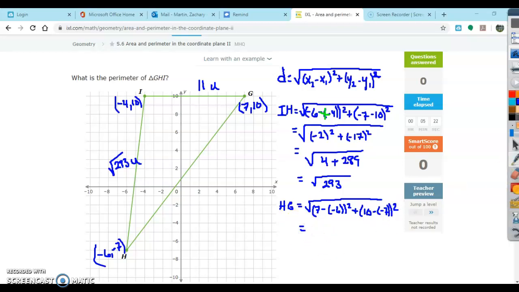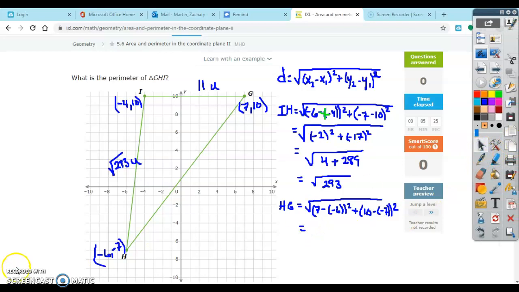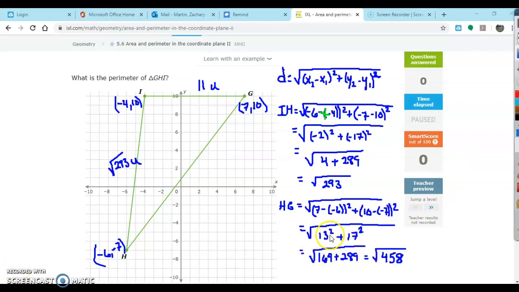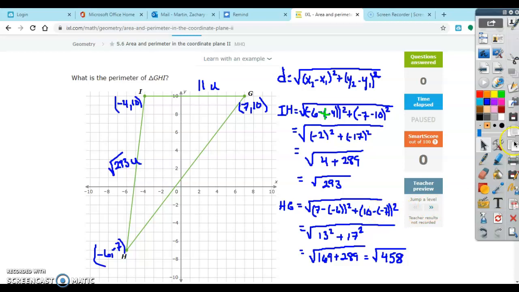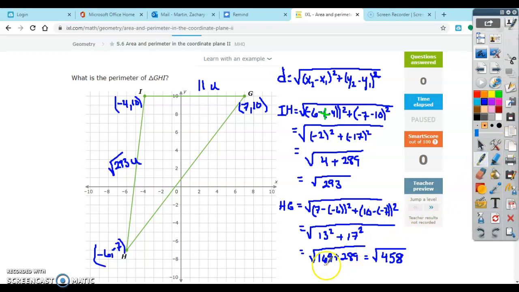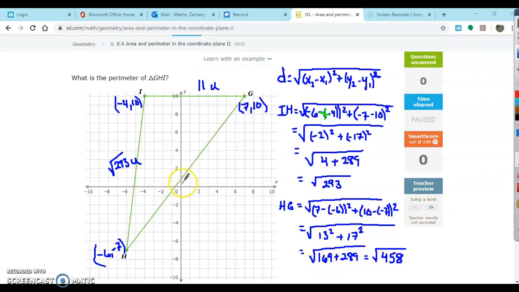All right, so I'm going to pause the video real quick, and you can go ahead and pause. All right, you can see the rest of the work there for HG. I basically added that 6 when subtracting the negative, as well as 10 minus -7. You get 13 squared plus 17 squared, added those values together. So this distance here is the square root of 458.